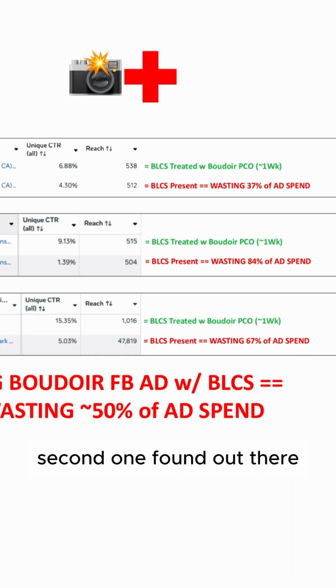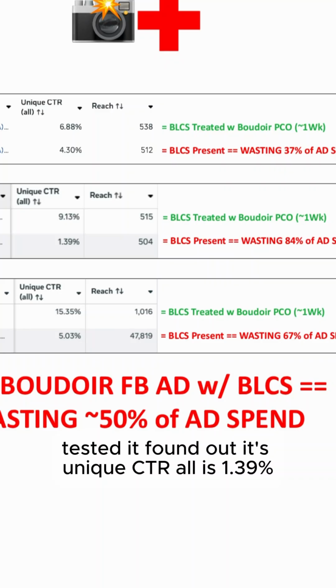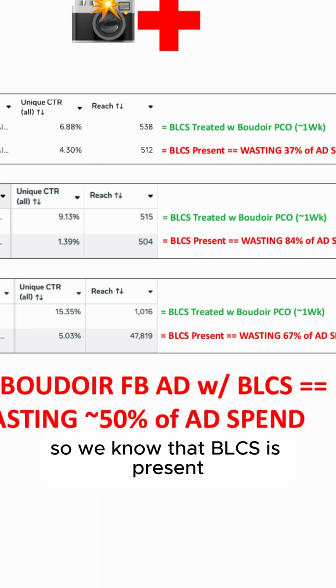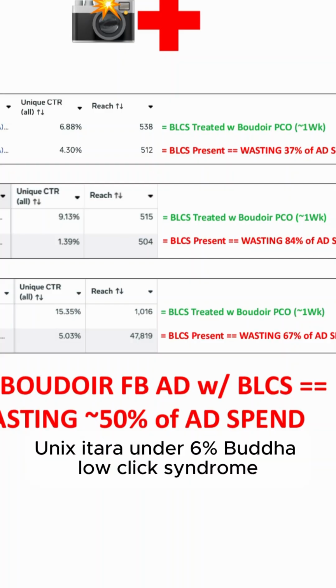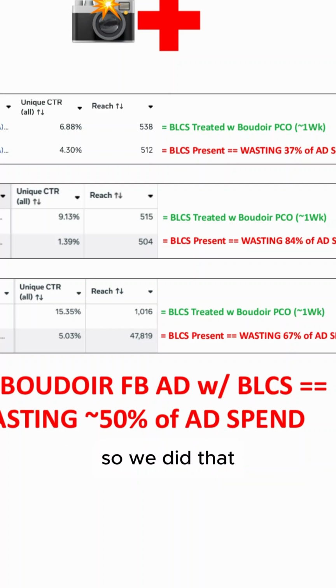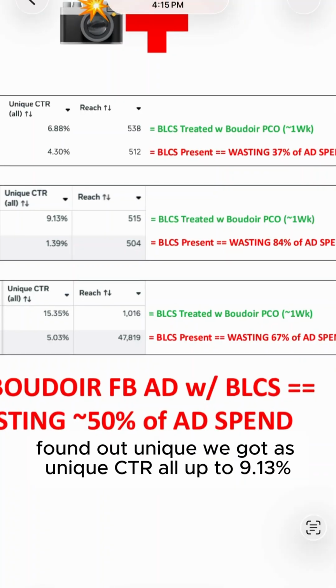Okay, second one, found out there, tested it, found out its unique CTR is 1.39%. So we know that BLCS is present. Unique CTR under 6%, Boudoir low click syndrome, we know we can treat it with Boudoir PCO. So we did that, treated with Boudoir PCO, takes about a week. We got its unique CTR up to 9.13%.